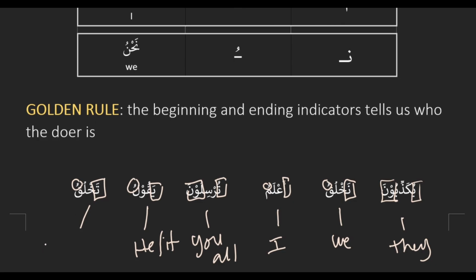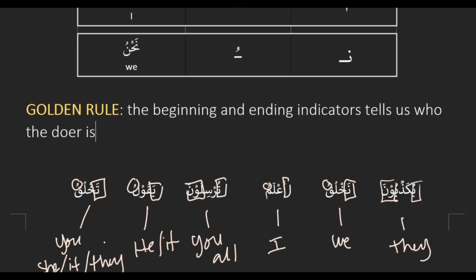So this is the one that has the double. This one was the one with the overlap, the ta plus the u. You was one of them, and then the second was she slash it slash they. Not so bad, right? Because the concept is very similar to past tense. Only difference is that it's not just ending indicators, it's also beginning. The combination of the beginning and the ending tells us what the embedded doer is.